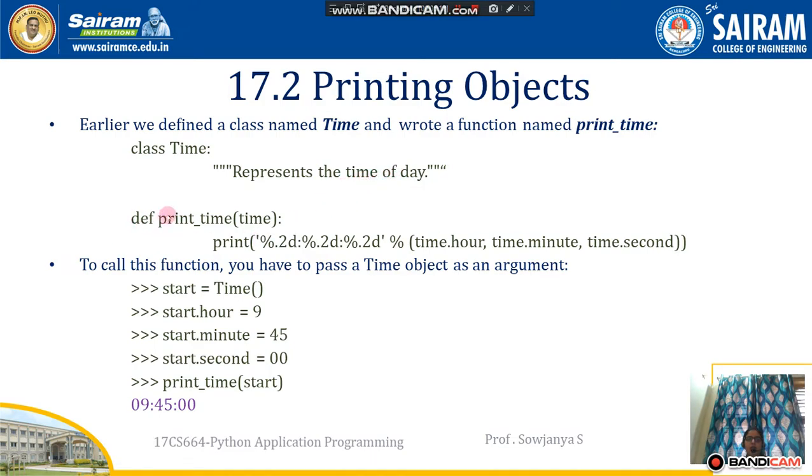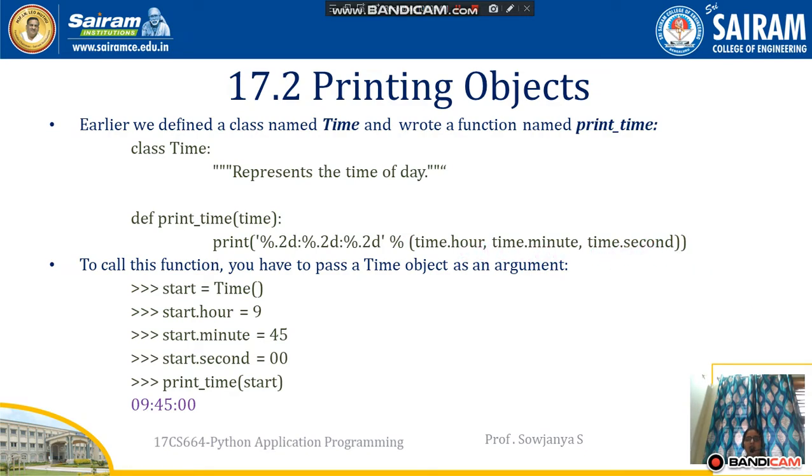So what you will do is write a user defined function, that is def print_time of the time. You just want to print the time that contains hour, minutes, and then second. How will we do that? Percentage dot 2d, percentage dot 2d, and then what is this 2d? 2d denotes integer numbers. Okay, so hour, minute, and then second.